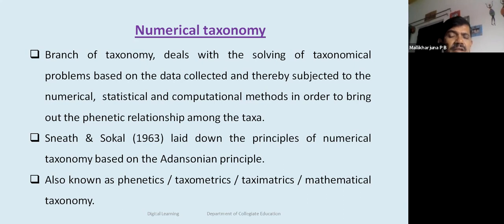So this principle was taken by Sneath and Sokal in 1963, who coined the term numerical taxonomy and laid down the principles of numerical taxonomy. Well, this numerical taxonomy is also known as phenetics, taxometrics, taximetrics, mathematical taxonomy.